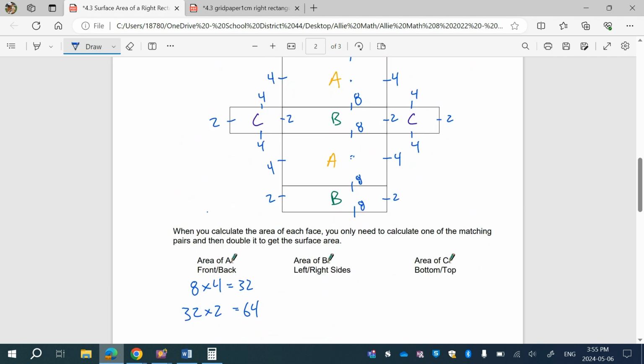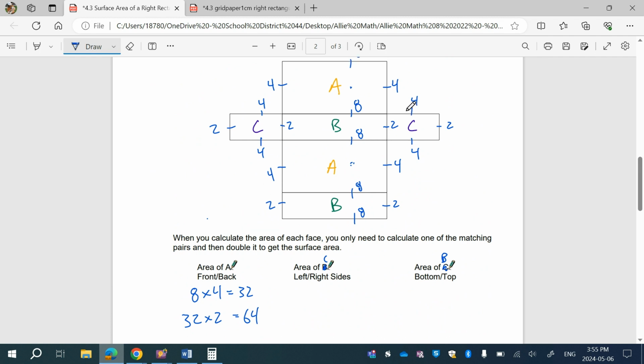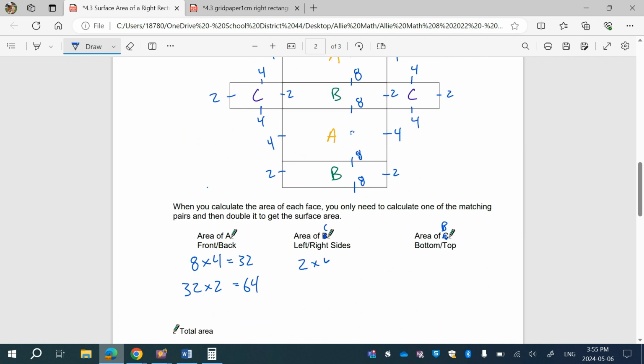Next, let's look at the left and the right sides. Oh, I guess I should have labeled those. I think that's actually our C, our B here. So the sides, the left and the right side. All these things really depend on which way the prism is standing. But okay, let's look at our left and our right side. Looks like we got 2 times 4. So I'm looking at this one right here, and that equals 8. And because there's 2 of them, we're going to go 8 times 2 equals 16.